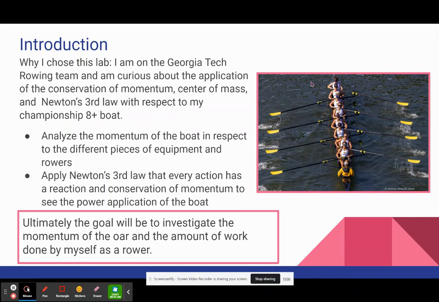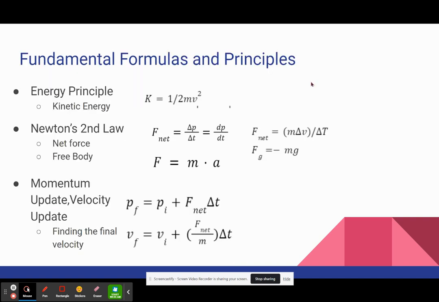So, firstly, I chose this lab because I'm on the Georgia Tech rowing team, and I am curious about the application and conservation of momentum, the center of mass, and Newton's third law with respect to my championship boat. So, the goal of the lab is to analyze the momentum of the boat in respect to the different pieces of equipment and rowers, specifically the oars, and apply Newton's third law that every action has a reaction. So ultimately, we will be investigating the oar itself and the work done by the rower.